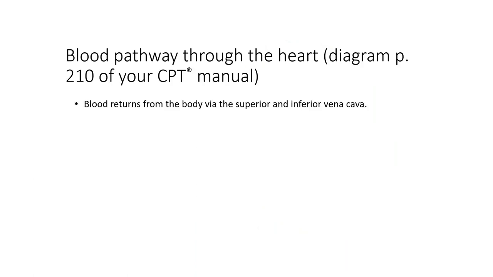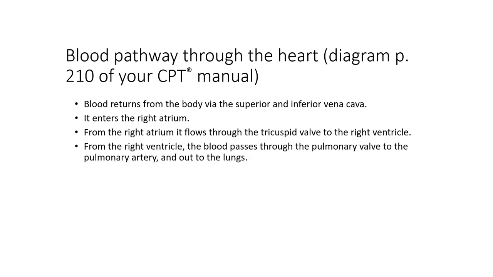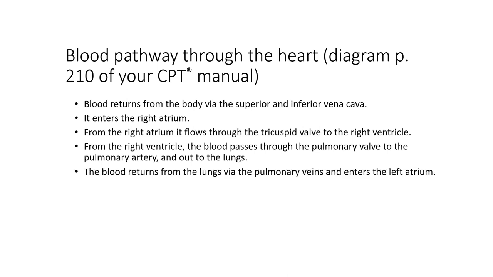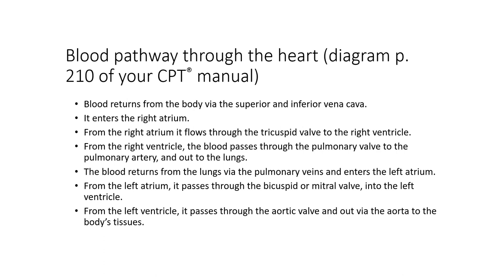Okay, what happens is blood returns from the body to your heart via the superior and inferior vena cavas. It enters at the right atrium, and then from the right atrium, it flows through the tricuspid valve to the right ventricle. From the right ventricle, the blood passes through the pulmonary valve to the pulmonary artery, and from there, it goes out to the lungs. The blood returns from the lungs via the pulmonary veins and enters the left atrium. From the left atrium, it passes through the bicuspid or mitral valve into the left ventricle. From the left ventricle, it passes through the aortic valve and then out via the aorta to the body's tissues.